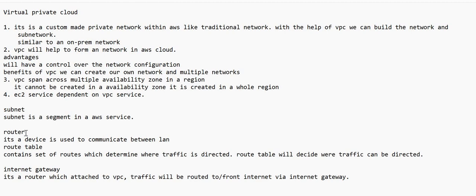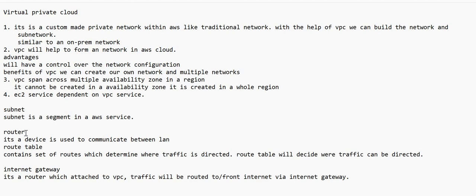Next, the important person we're going to see is the router. Without this, we cannot communicate between the LANs. This is an important device to communicate between the LANs. Inside the router, the route table will be there. It contains the set of routes which determine where the traffic is directed. The router is attached to the VPC. The traffic will be routed to and from the internet via the internet gateway.